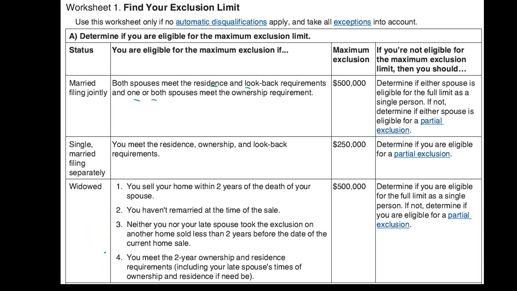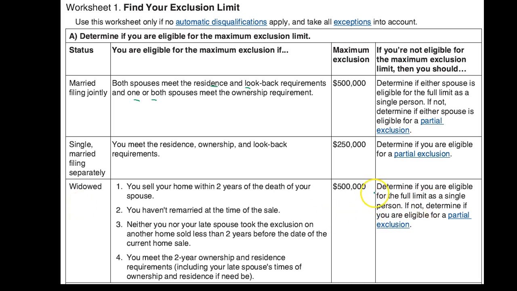4, you meet the 2-year ownership and residence requirements, including your late spouse's times of ownership and residence if need be. So we may be able to include the deceased spouse's ownership test in order to meet this item in number 4. If that's the case, the maximum exclusion then is $500,000, which is great because you would think if you were widowed, you'd be more of just a single individual, and you might be thinking you'd be limited to the 250, but they're saying it's 500 if you meet those conditions.